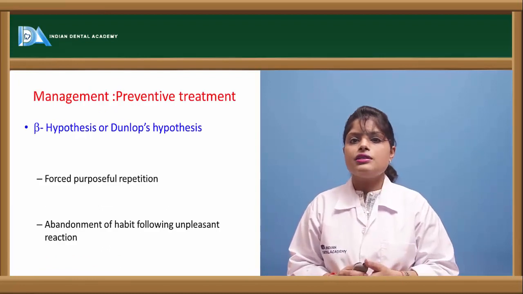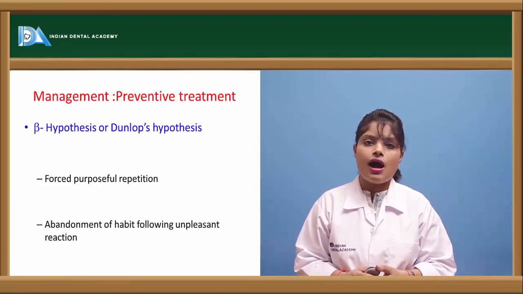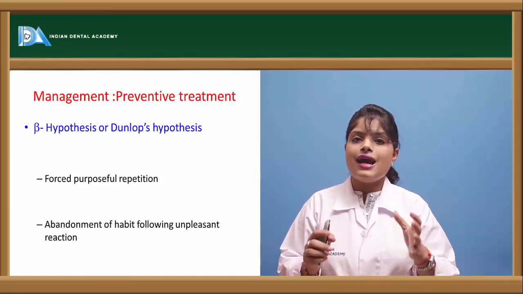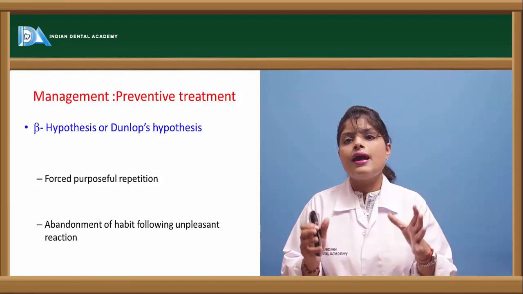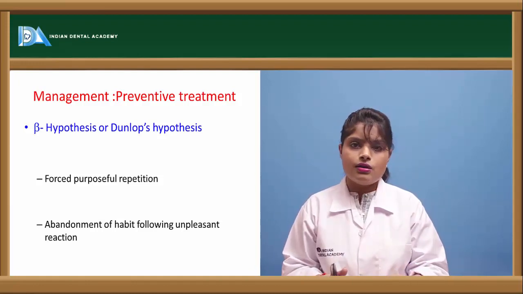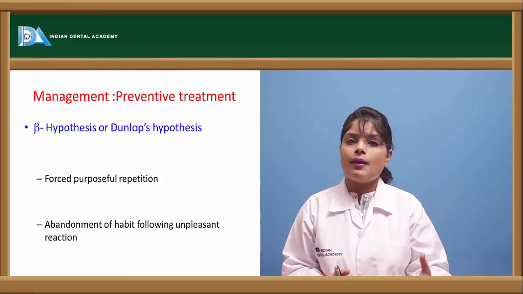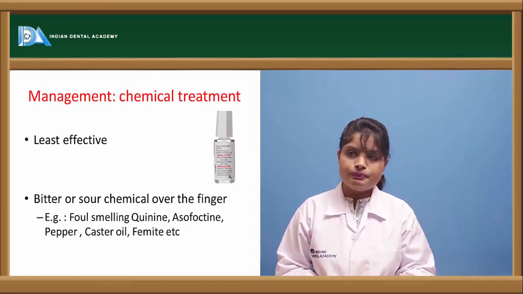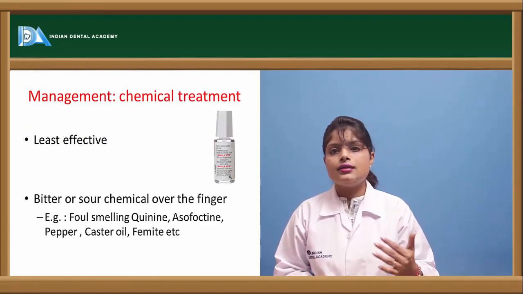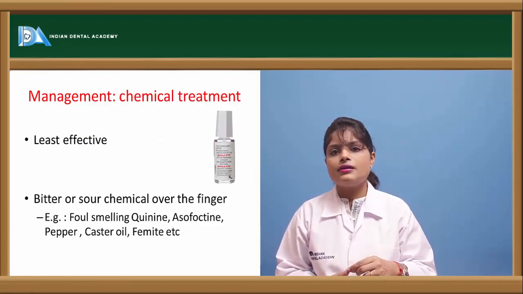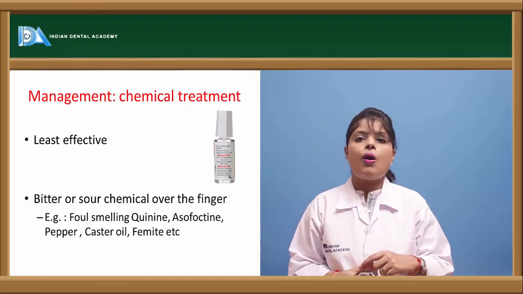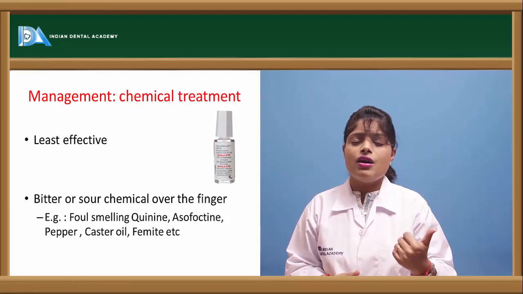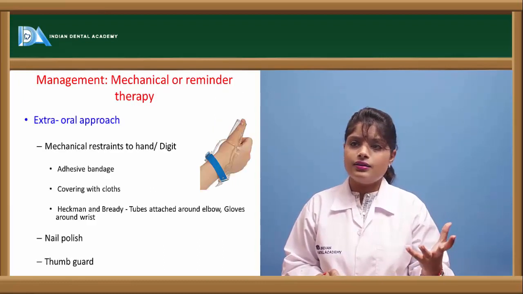There's another hypothesis which was given by Beta hypothesis, and it states that if we forcefully ask the child to suck their thumb and sit in front of the mirror, the child will discontinue the habit after a few repetitions of the same procedure. Then there's another least effective way, by placing chemicals like femite, etc., or black pepper spray on the thumb of the child so that the child will find it distasteful to suck the thumb.